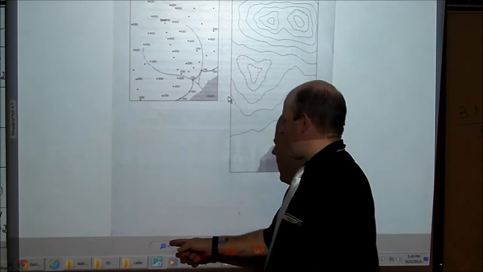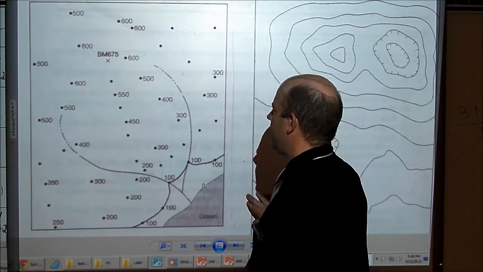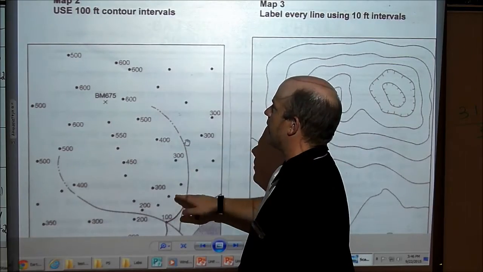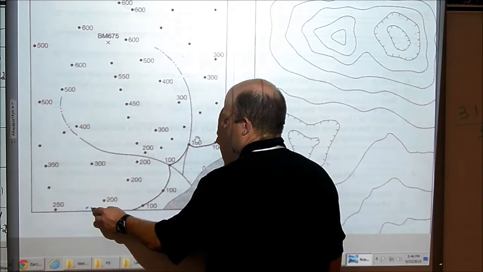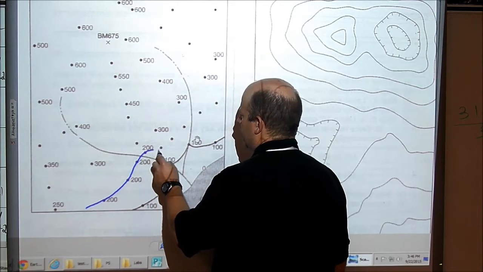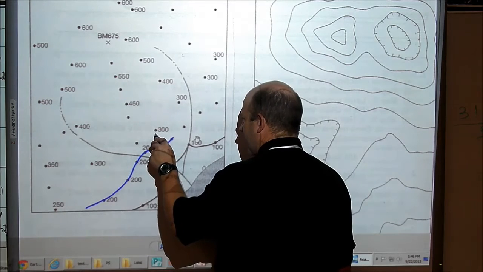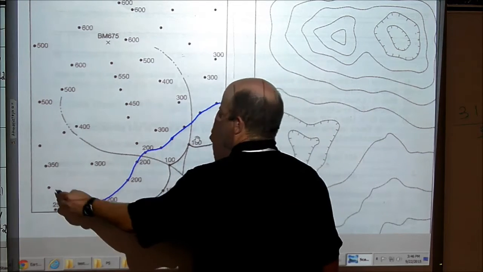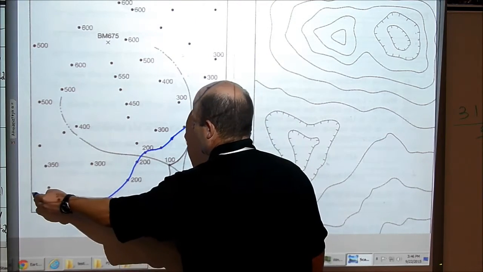Okay, so we're going to take a look at map 2 right now. I need to connect by the 100-foot contour interval. It says use 100-foot contour intervals. So I'm going to do the first 2 with you, and then you have to do the rest. So 200, 200, 200. Well, Mr. Perry, these aren't labeled. Yes, but if this is 100 and this is 300, then that's got to be 200. Okay? So, Mr. Perry, there's no 300. Yes, there is, because if this is 350 and this is 250, that must be 300.